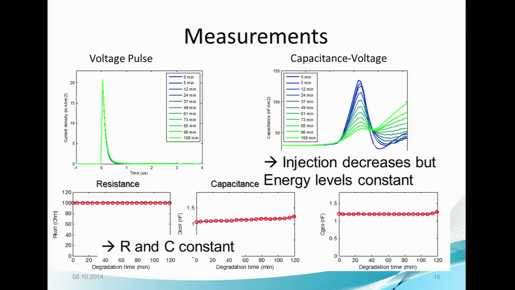And secondly, what we see in the capacitance voltage, this peak, which is related to the injection behavior, it doesn't change its position. So it's always at the same voltage, and that means again that the energy levels that are responsible for the injection behavior, that they are not changing during degradation. On the other hand, we see that the peak is decreasing strongly. So again, our injection efficiency is strongly reduced.